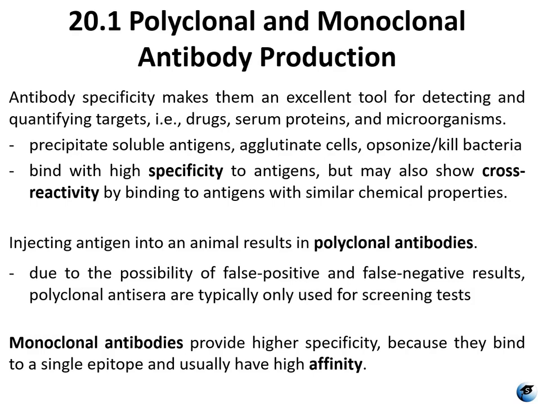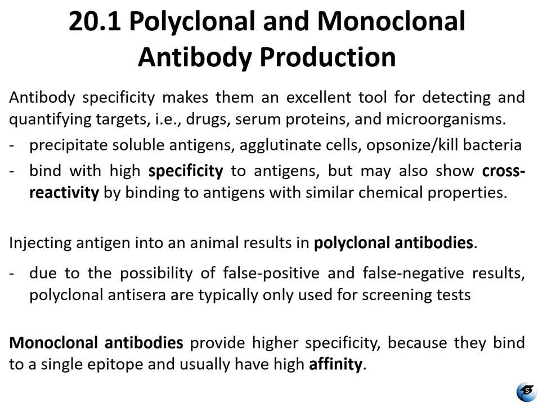and we've seen this already in the earlier lessons, they also show some cross-reactivity by binding to antigens that have similar chemical properties to their targets. You can inject an antigen into an animal, and what that produces is polyclonal antibodies. That's how you develop polyclonal antibodies. Due to the possibility of false positive or negative results, polyclonal antisera are typically only used for screening tests.